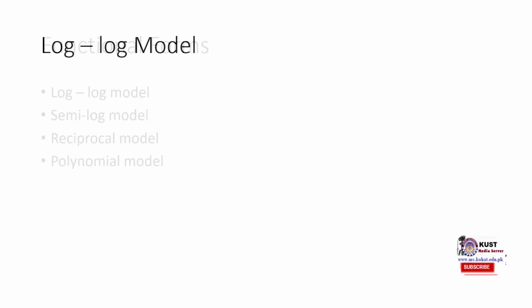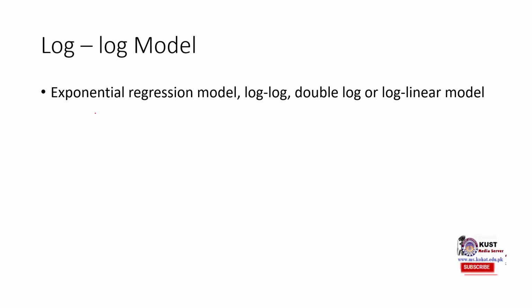Okay, so these are the different functional forms that we are going to discuss, first starting with the log-log model. It is called the exponential regression model, log-log, double log, or log linear model. And what we would have in this model is that both the dependent variable and the independent variable would be in log form.